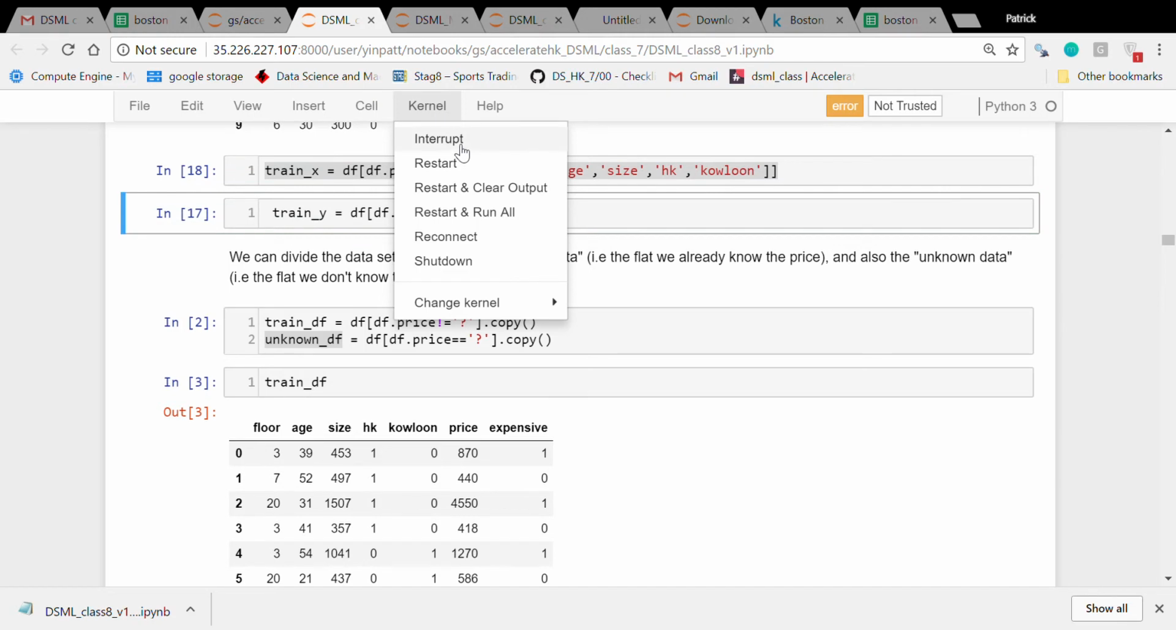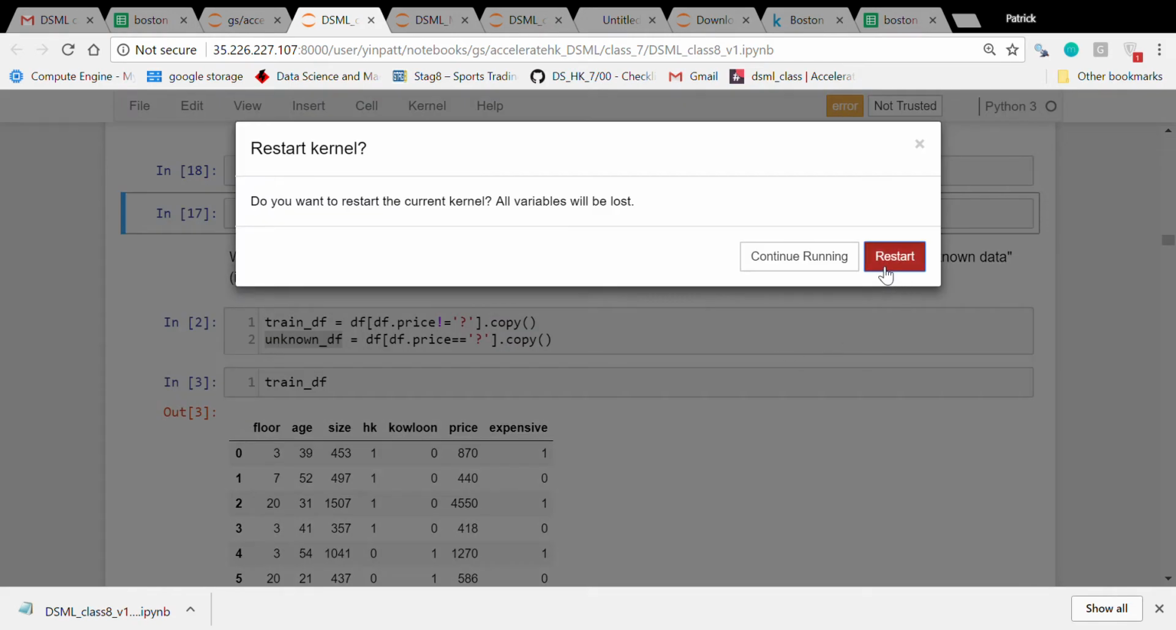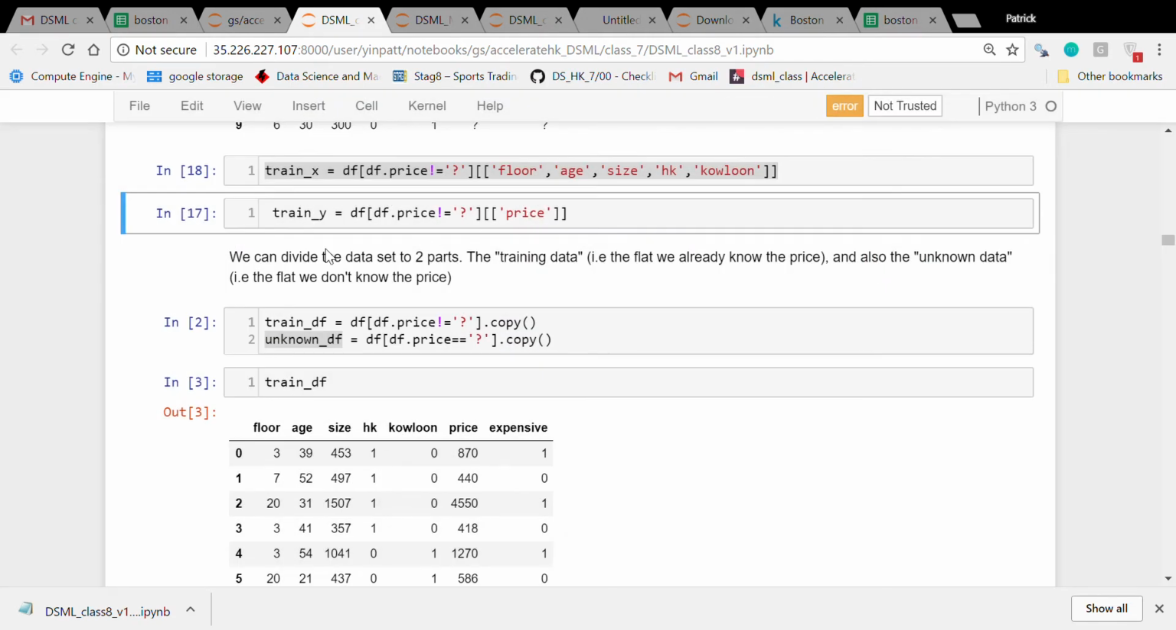Okay, I have to restart my kernel. Sorry about it. Okay, hopefully it works.